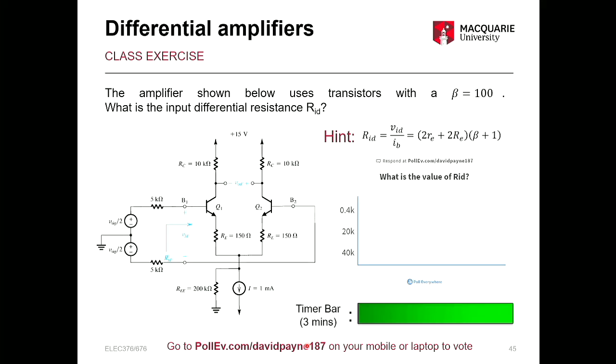All right, so let's have a question. The amplifier shown below uses transistors with a beta of 100. What is the input differential resistance, RID? And you already have a big hint up on the screen there.